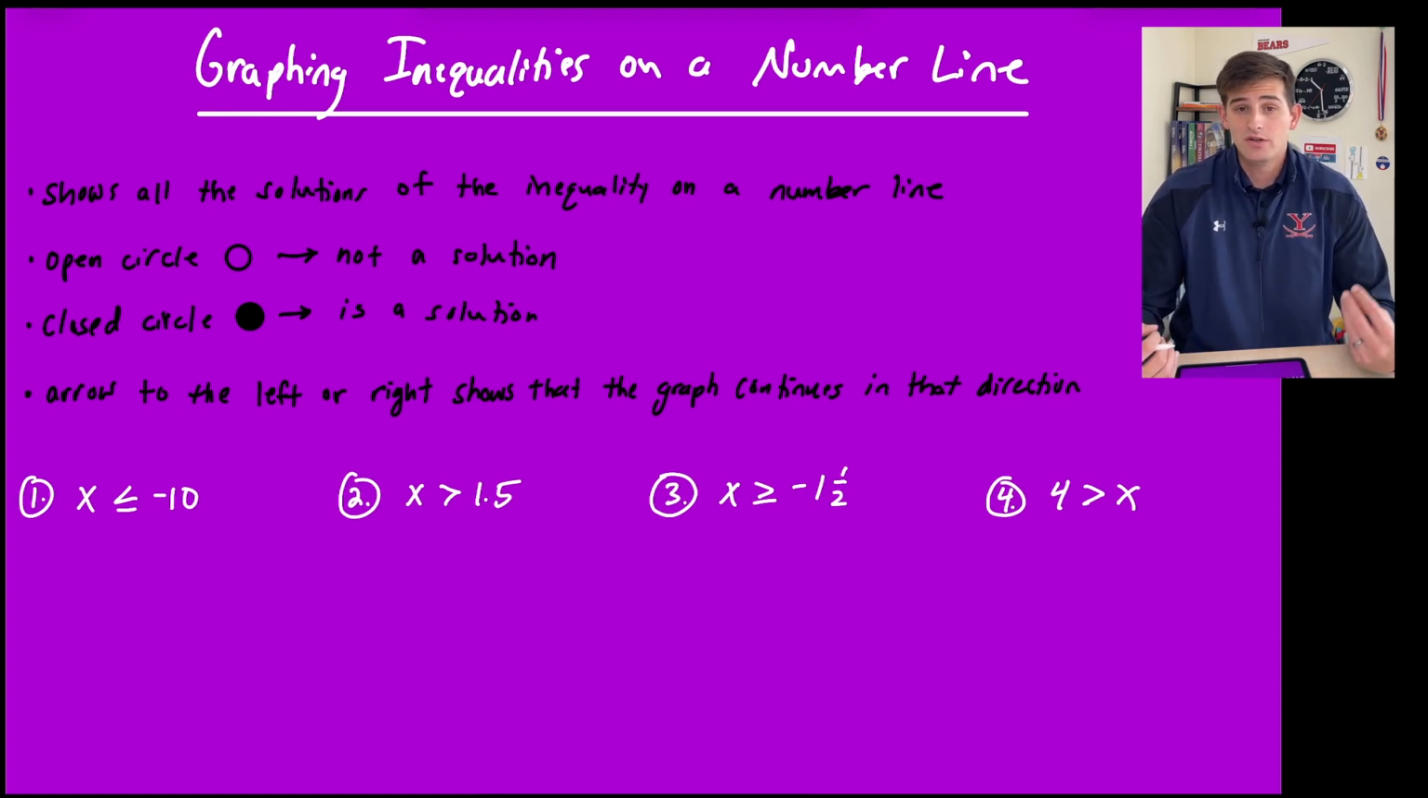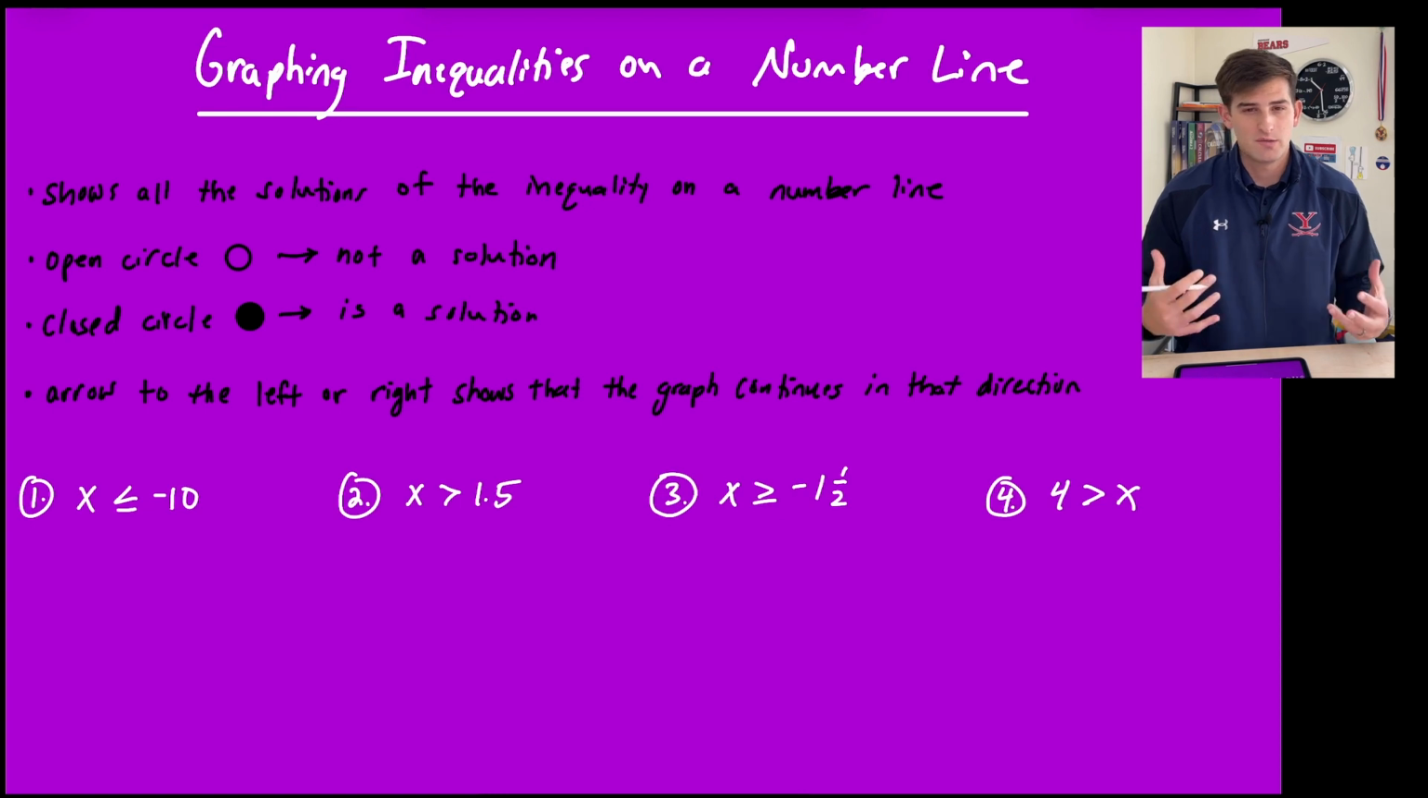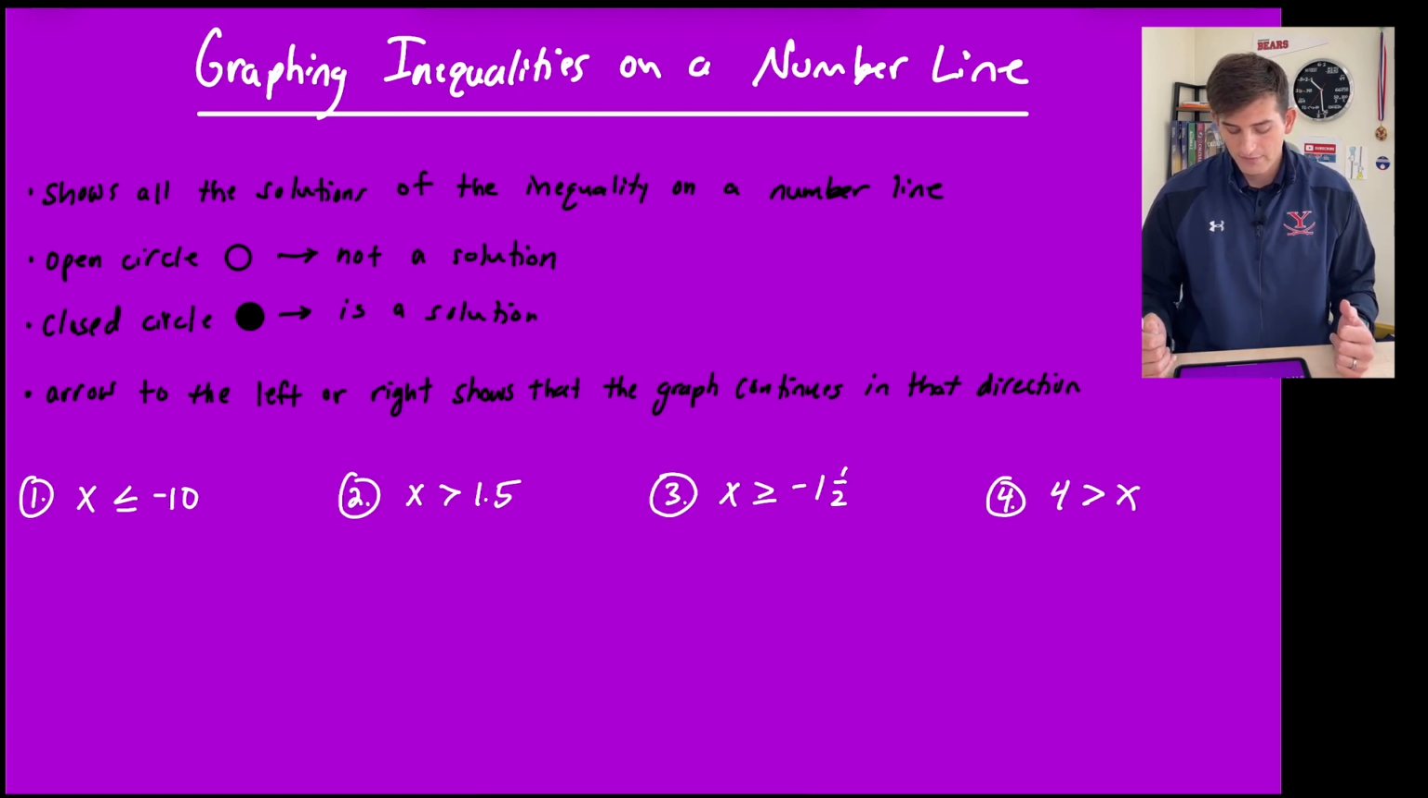Well, there's going to be either an open or a closed circle, or a dot, if you will. And that's going to be placed on the number that we have in our inequality. So for number 1, we have a -10 there. So we're going to put a dot, either open or closed, we'll talk about which one, on -10. And then for number 2, we have 1.5. So we'd put an open or a closed circle on 1.5. Number 3, -1/2 would be where our circle would go. And then number 4 would be where our circle will go.